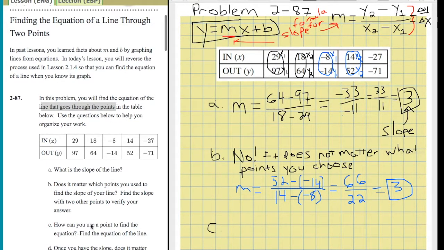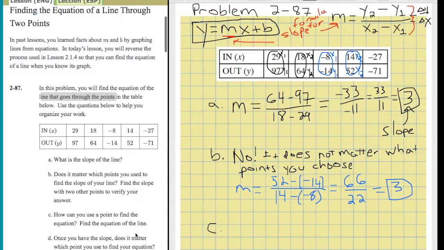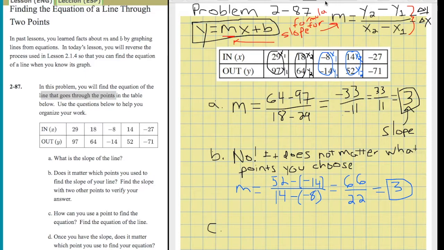Part C here: how can you use a point to find the equation? Find the equation of the line. Okay, interesting here. So it's already just having us jump to the equation. Oh, interesting. Okay, so we've got to think, what parts of the equation do we have? What do we need to find?